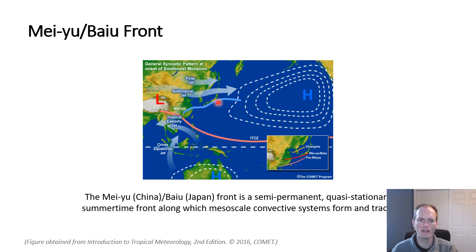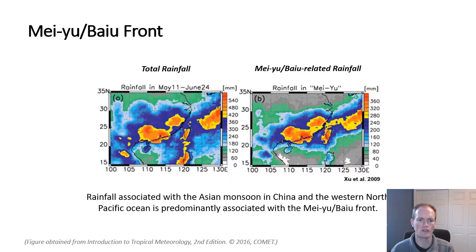This Meiyu Front typically establishes along 25 degrees north, especially closer to China, and then extends east-northeastward from there toward Japan. It's a focus along which mesoscale convective systems, whether initiated by elevated terrain in China or otherwise associated with large-scale ascent above the Meiyu Front, form and ultimately propagate eastward. So it serves as a locus for enhanced rainfall activity on the eastern fringes of the Asian monsoon.